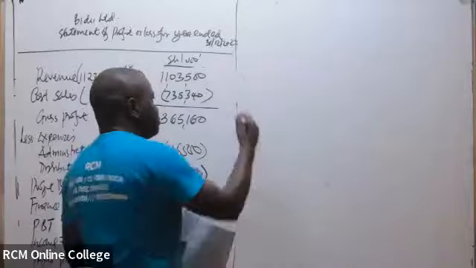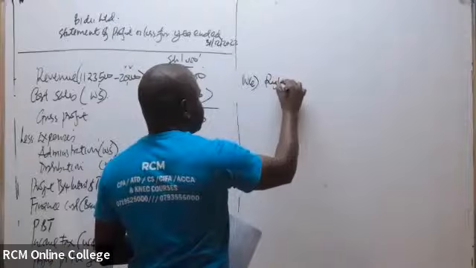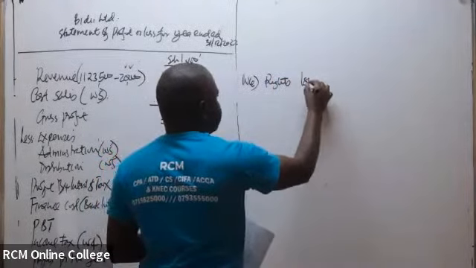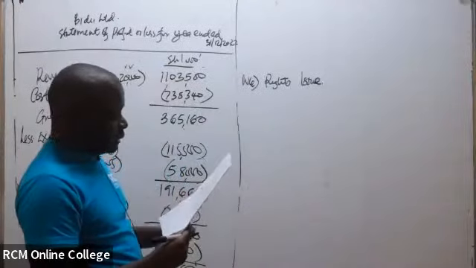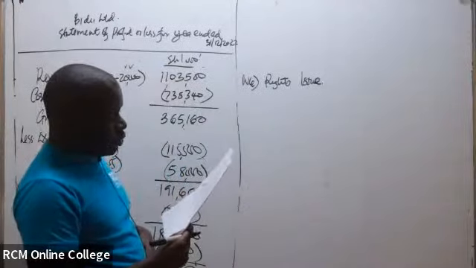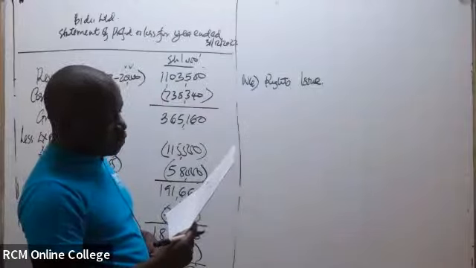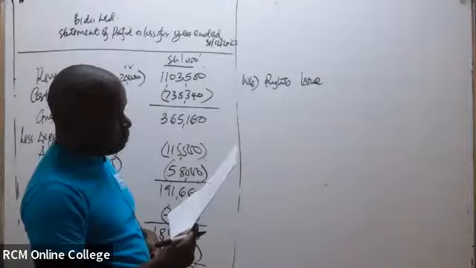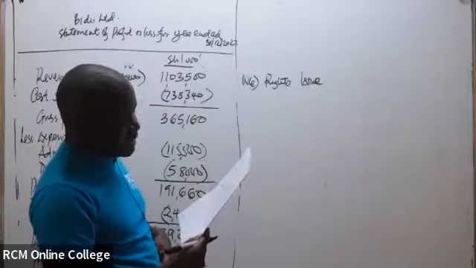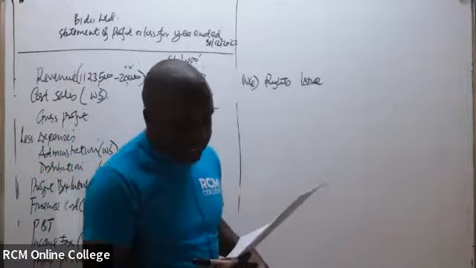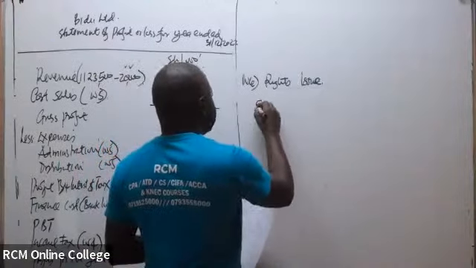So in this case, what are we calling this? The rights issue. We are told that on 30th December 2022, the company directors invited the current shareholders to subscribe to a rights issue on the basis of 1 new share for every 5 shares held at an exercise price of 15 shillings.